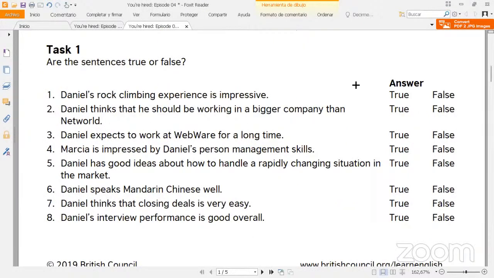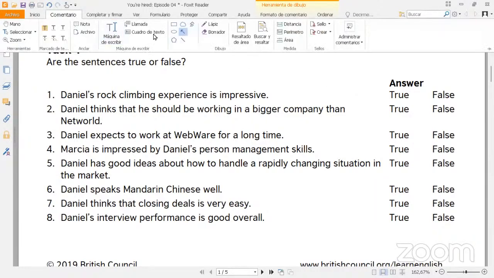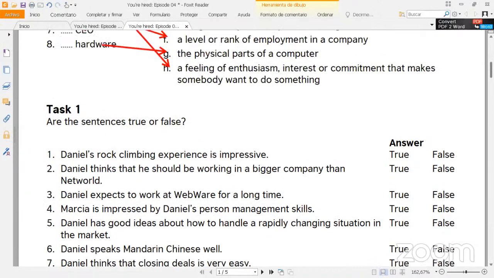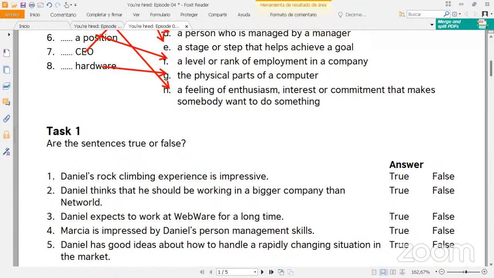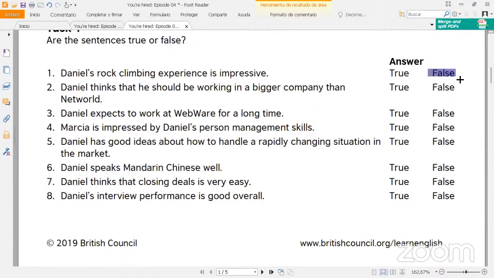Okay, so are the sentences true or false? First, can you read it? Daniel's rock climbing experience is impressive. False. Daniel thinks that he should be working in a bigger company than Networld. True. Daniel expects to work at Webware for a long time. False.